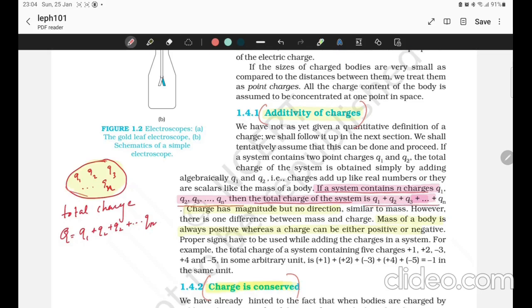Charge has a magnitude but no direction. This is very important, because you can expect an MCQ from here: charge has a magnitude but does not have any direction. Mass is also like that, because it has only magnitude. But charge has a speciality: it has positive as well as negative charges. Two different charges are there, but it does not have any direction.